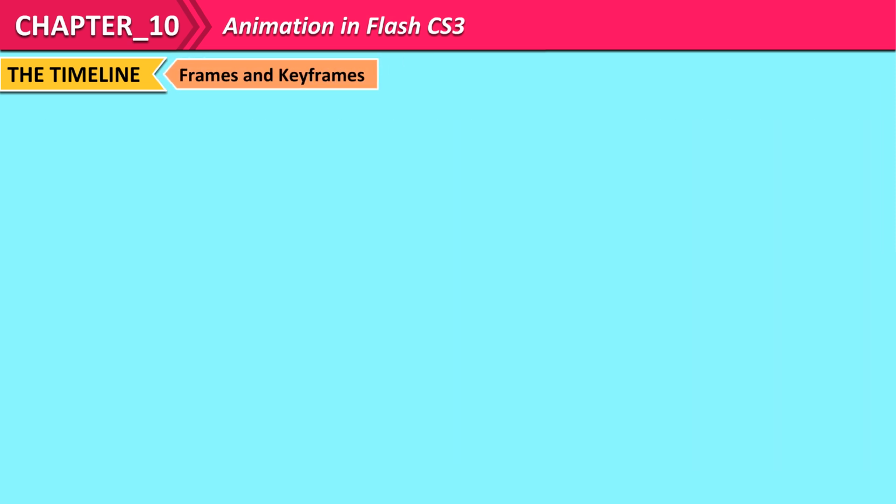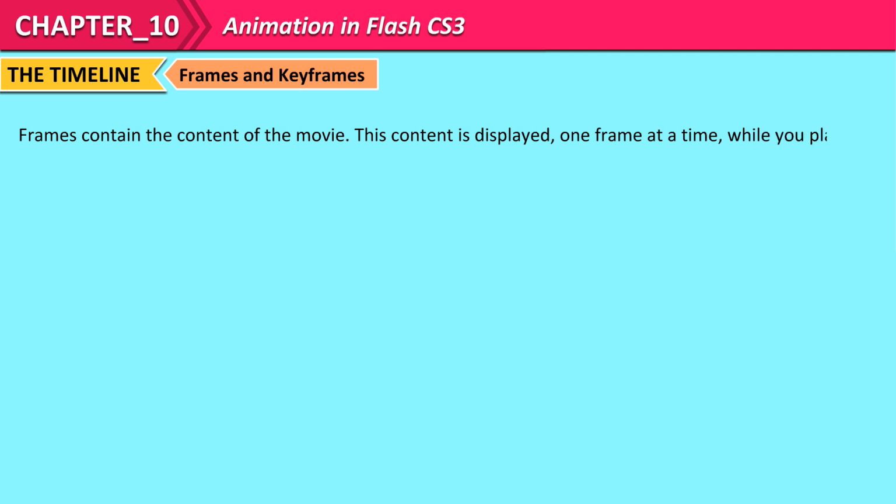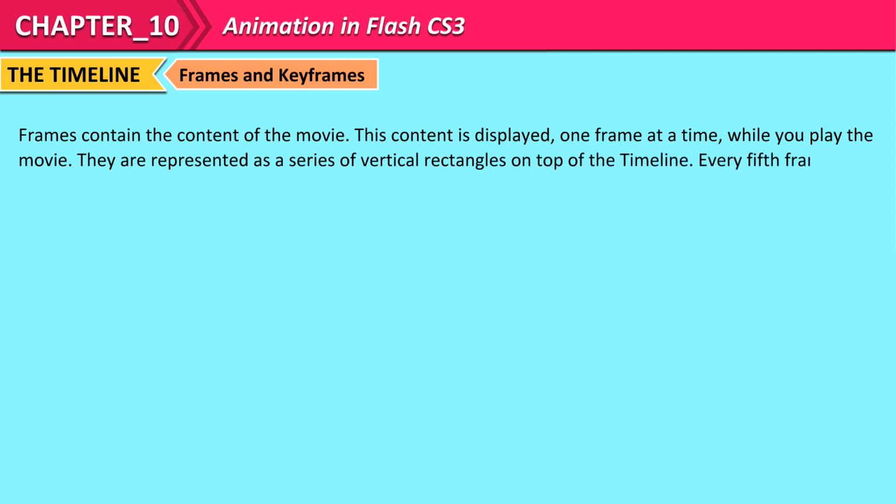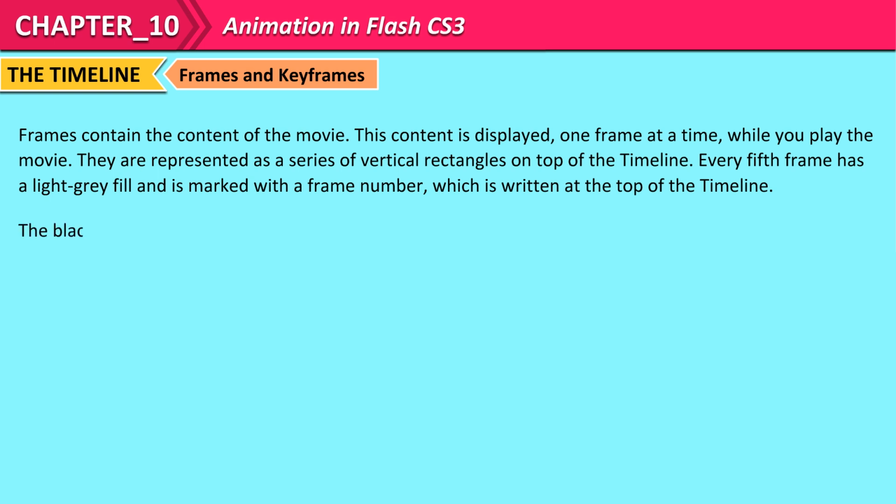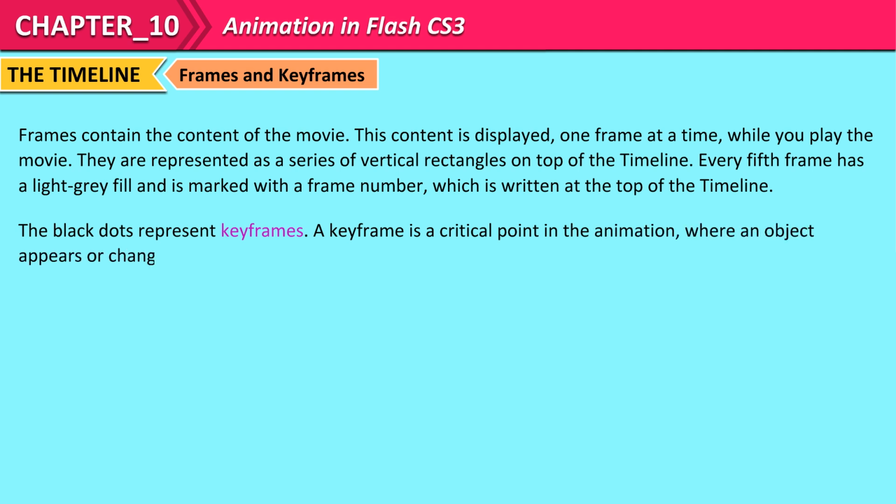Frames and keyframes. Frames contain the content of the movie. This content is displayed one frame at a time while you play the movie. They are represented as a series of vertical rectangles on top of the timeline. Every fifth frame has a light gray fill and is marked with a frame number, which is written at the top of the timeline. The black dots represent keyframes. A keyframe is a critical point in the animation where an object appears or changes or begins or ends an action such as fading, moving, etc.